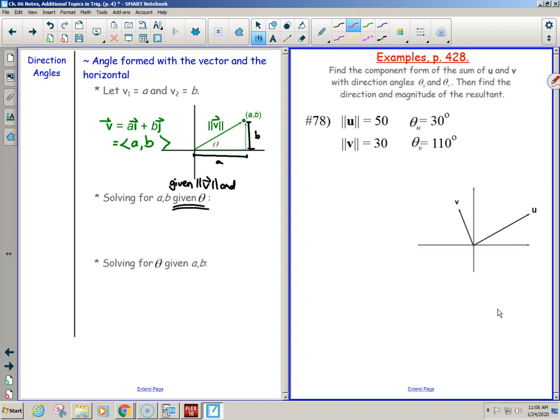Now, do you see that I have somebody drawn at about 30 degrees over here? And I have him going 50, which is technically 5 units of 10. This one's going 3 units of 10, and I have it at 110-ish. Now make sure you have your little vector arrows over everybody. Okay, vector arrows over everybody.